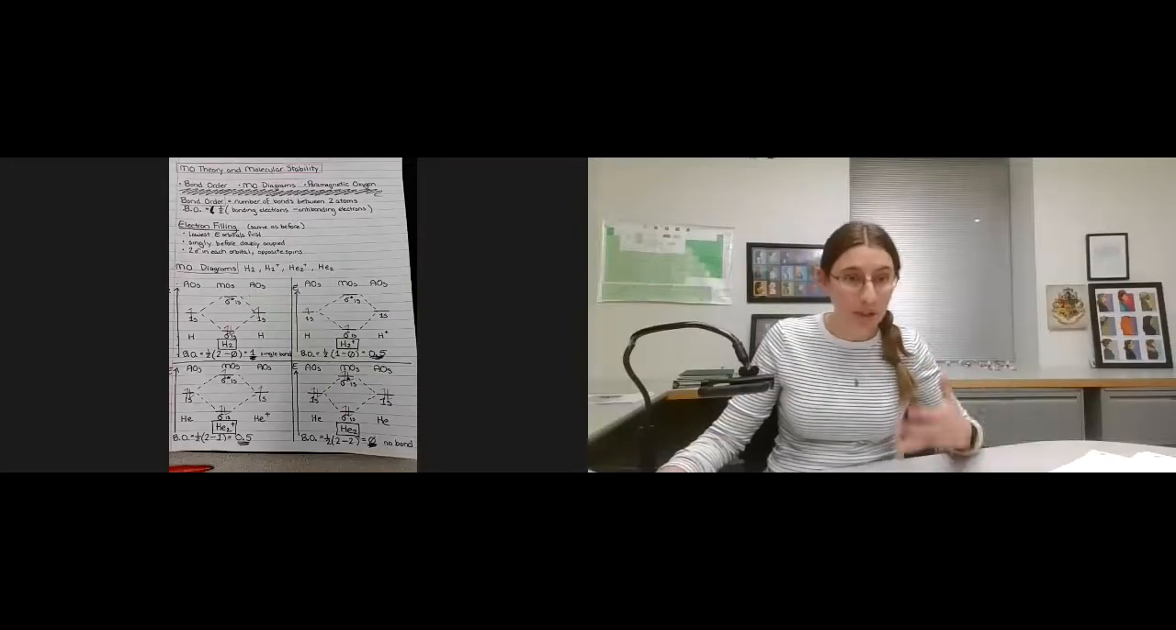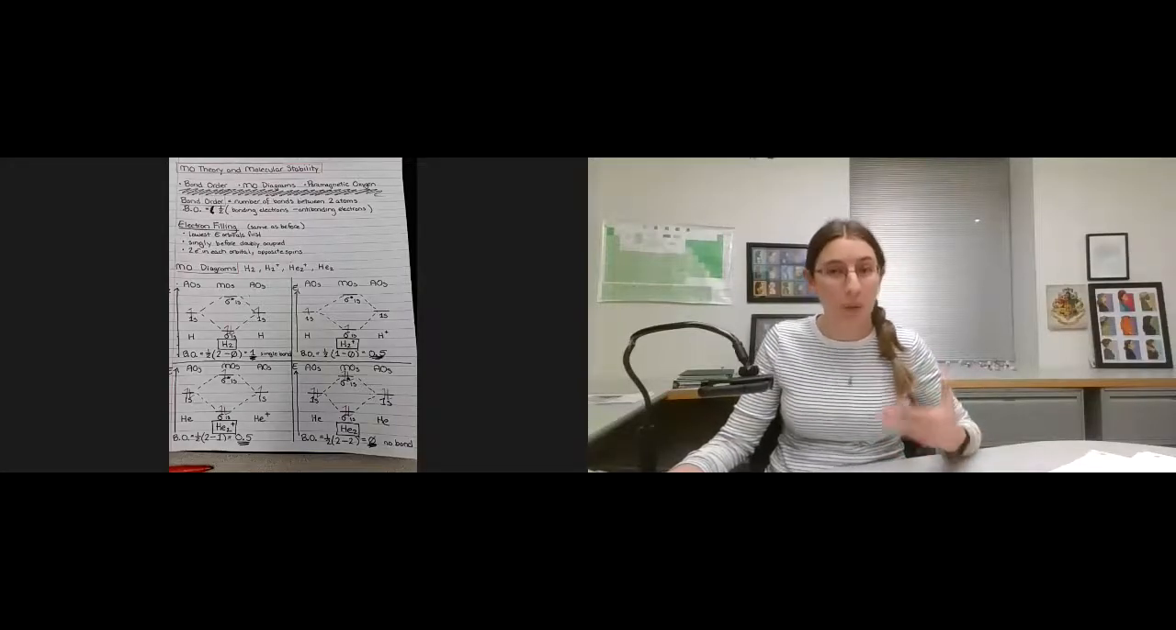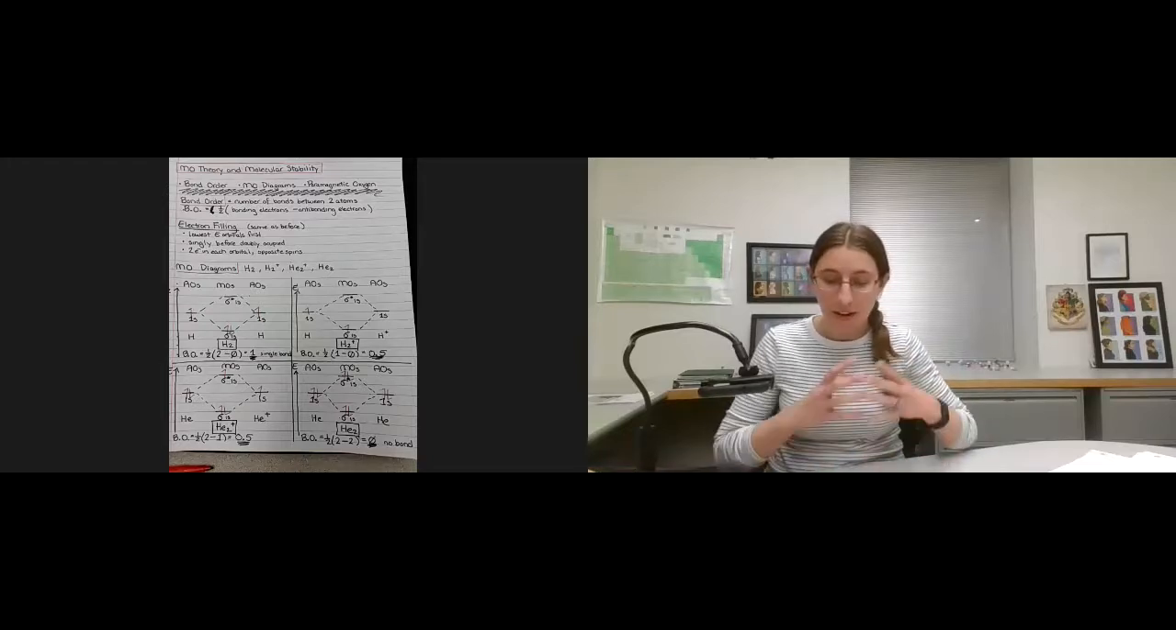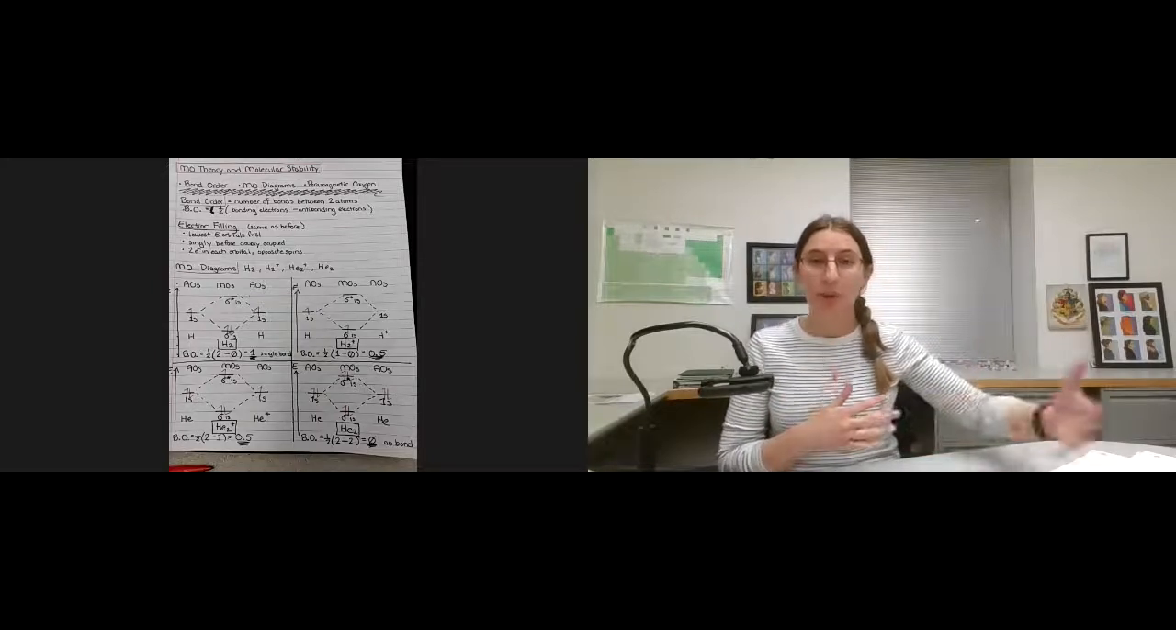So these are the only molecular orbital diagrams you are going to be responsible for understanding in this course. This is just an introduction to the basics of molecular orbital diagrams. Orbital diagrams with more orbitals and more electrons in them will be a topic for a future chemistry course.